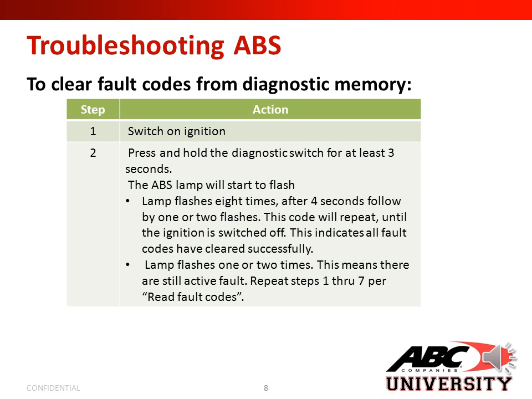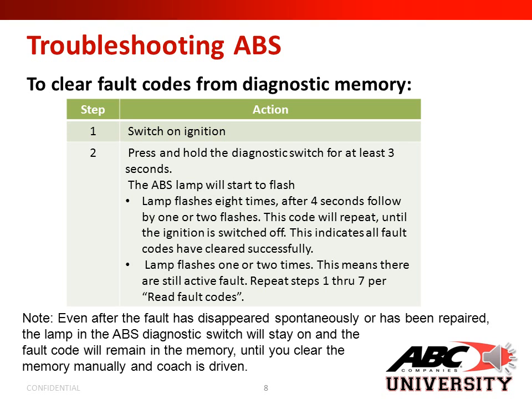Lamp flashes 1 or 2 times. This means there are still active fault codes, and you need to repeat steps 1 through 7 for reading fault codes. Note, even after faults have disappeared spontaneously or have been repaired, the lamp in the ABS diagnostic switch will stay on and the fault code will remain in the memory until you clear the memory manually and the coach has been driven.